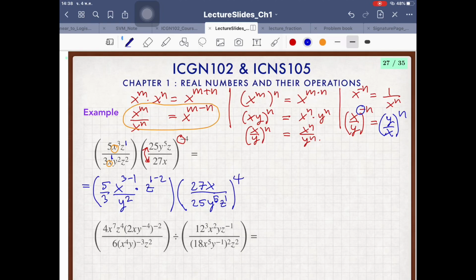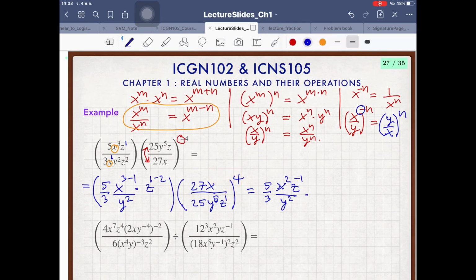And then you put the power 4 outside. And then for the number of 27, let me do it. Starting with the first term, you have 5 over 3 x squared z to the power minus 1 divided by y squared. If you look at this term, now you can give this power, the power 4, to everything inside these parentheses.